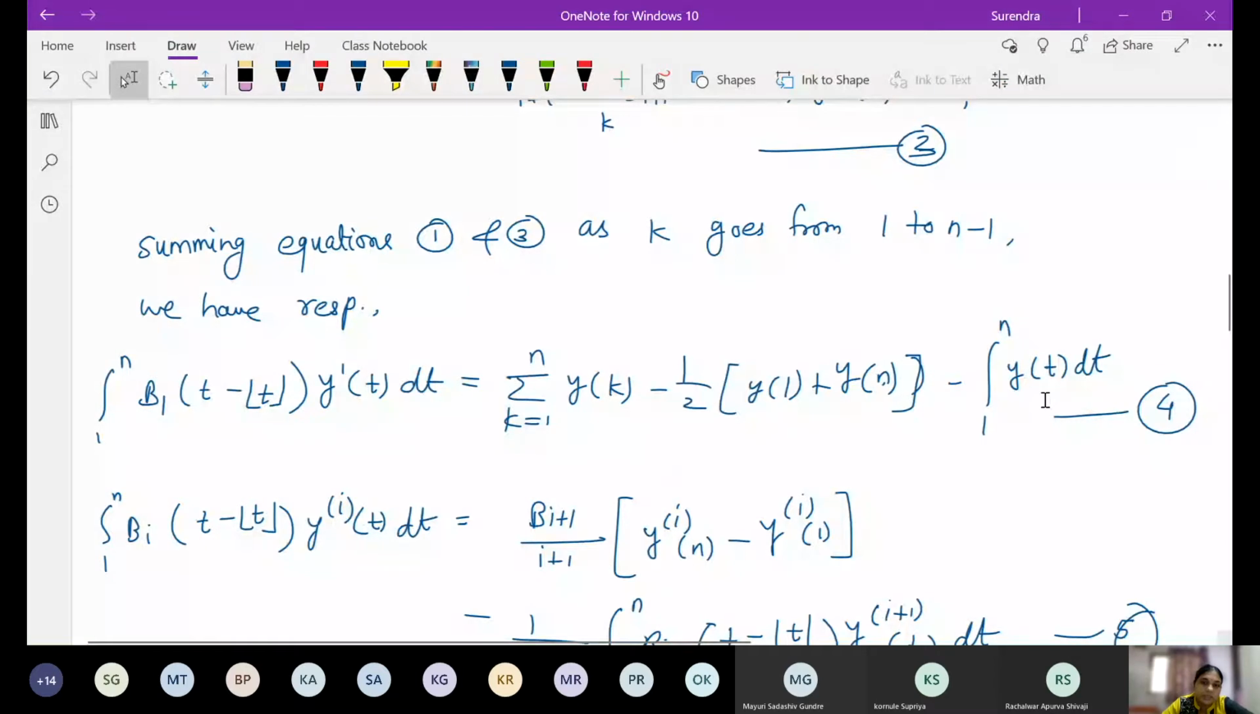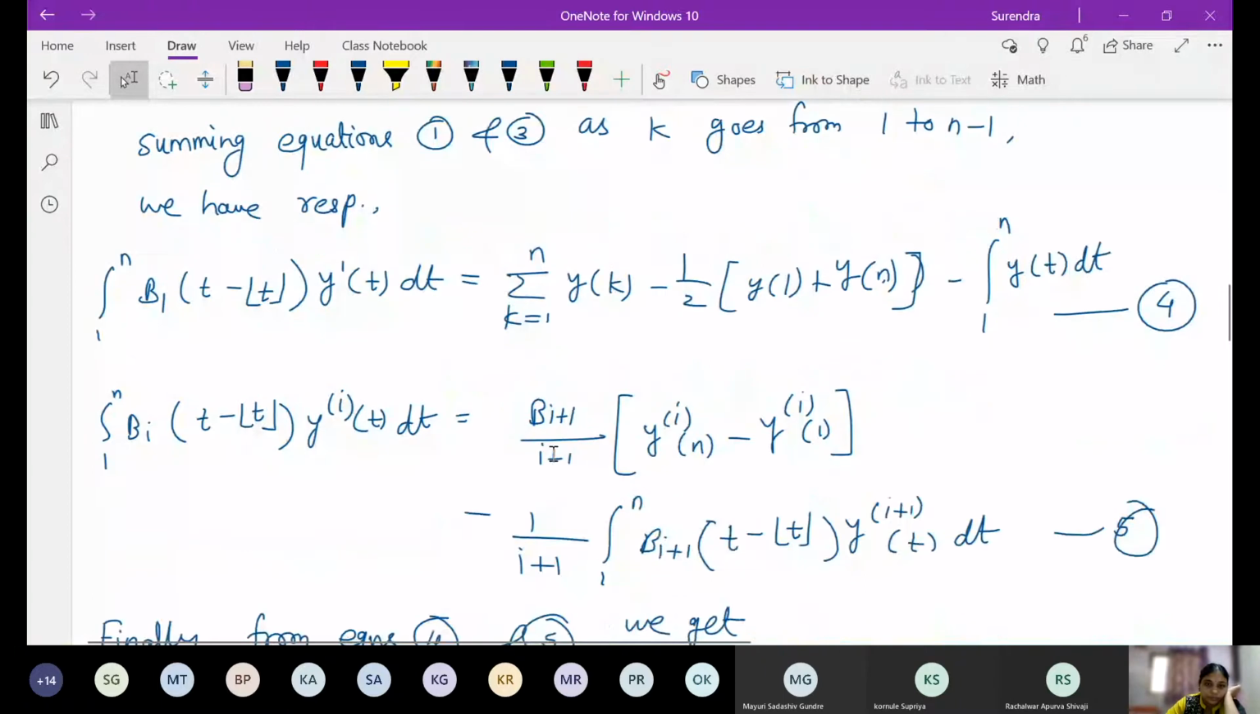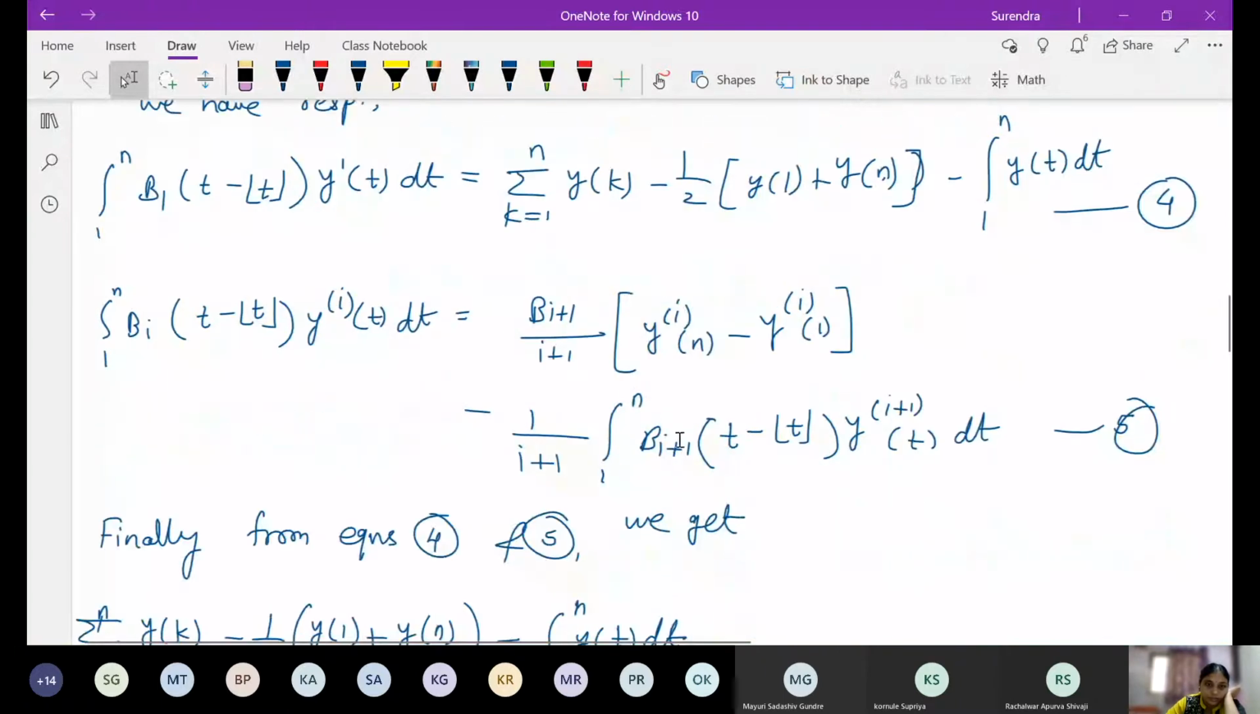Okay, there are many calculations involved in this, so I am not going into all the details here, because we have to see all the steps from above and write them here. So you can check this yourself, and we will get this. So for b1 we will get this one, and for the ith one we will get bi of t minus floor t, y ith at t dt is this one.